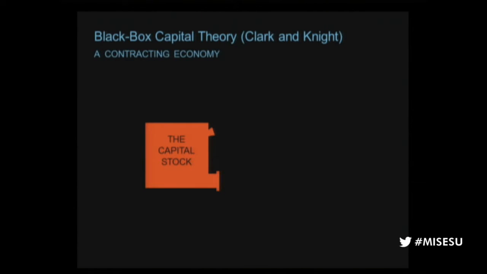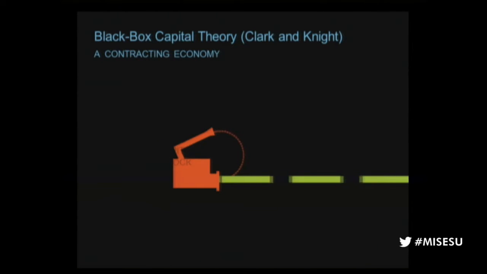Let's try it the other way. A contracting economy, does that work? And here you get a shrinking of capital. And you're out of capital, okay? So that's the way it works. Now, one of the payoffs for them, for Knight and Clark, is that they no longer have to worry about the time element in production, okay? Because you've got the sources and the services at the same time, okay?